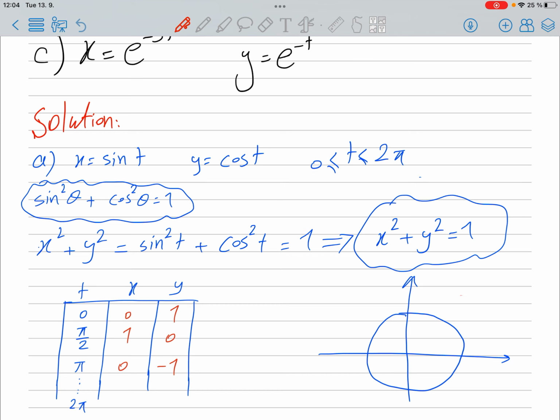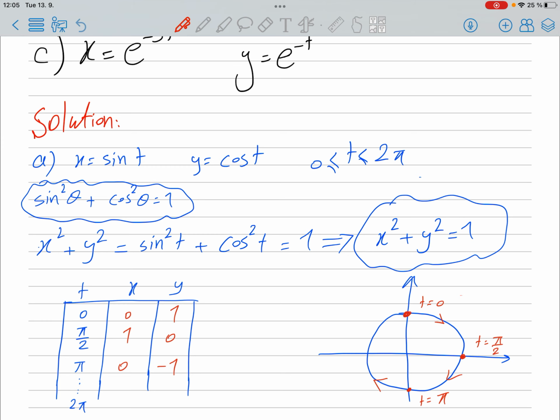So it means that for t equal to 0, x and y are 0 and 1, which is this point. For t equal to pi over 2, x and y are 1 and 0. It means that here for t equal to pi over 2, and for t equal to pi, x and y are 0 and -1, which is exactly here for t equal to pi. So therefore the direction of your curve is this one, right?